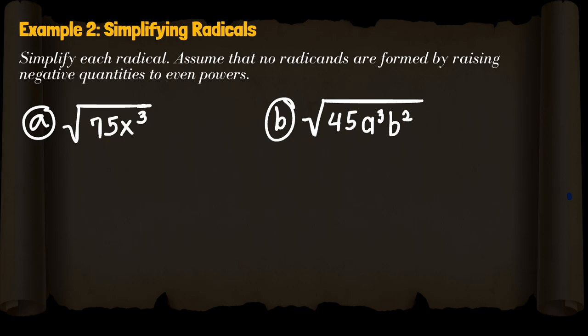In this case, we want to simplify radicals, okay? And we will assume that no radicals are formed by raising negative quantities to even powers. Okay? So, itong gagawin natin dito, students, ay ganito lang po, no? Actually, meron mga procedure na pwede nating i-apply. You can use the procedure, of course. We can write radicand as a product ng the greatest perfect square. So, in this case, hahanap tayo ng mga perfect square factors.